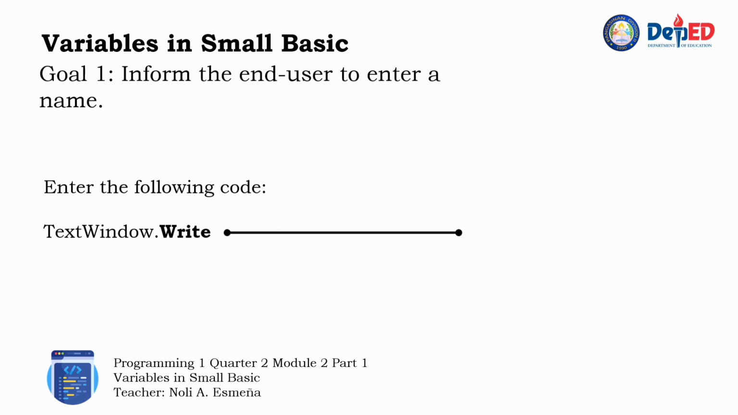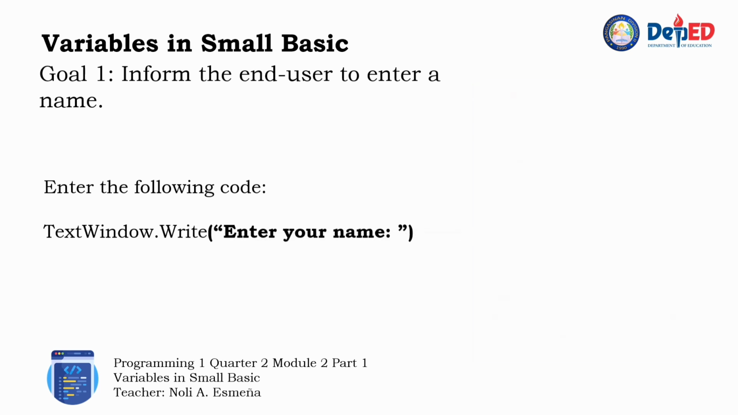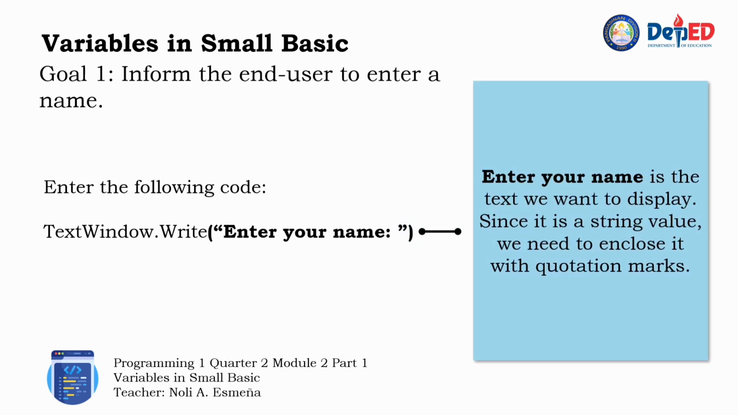The second code that we will use is write. Write is a type of operation under the object TextWindow. The function of write is to write text or number to the text window. This will be followed by the text that we want to show, which is the text "Enter your name." This is the text we want to display. Since it is a string value, we need to enclose it with quotation marks and brackets.